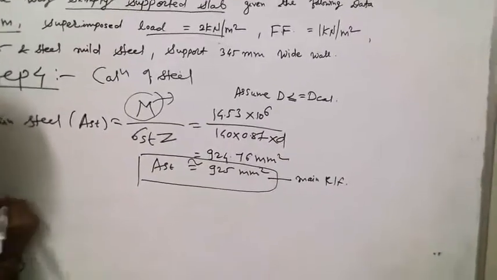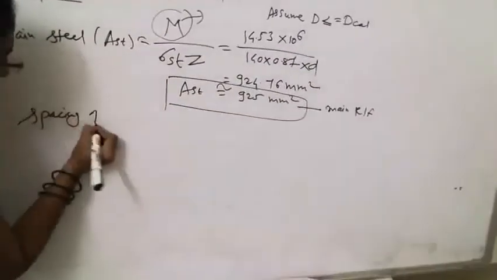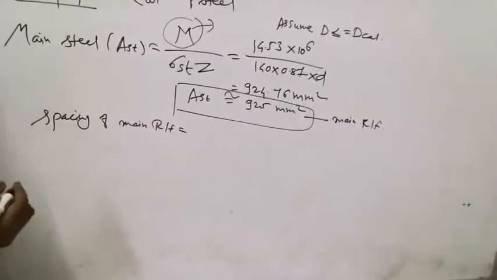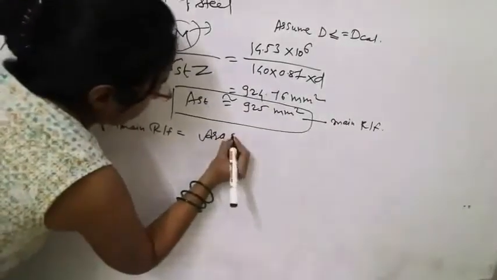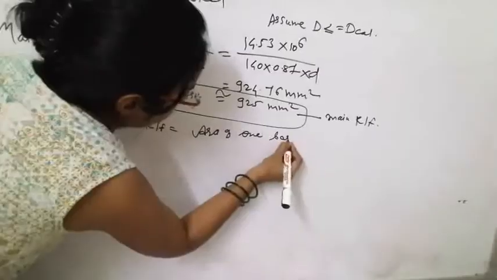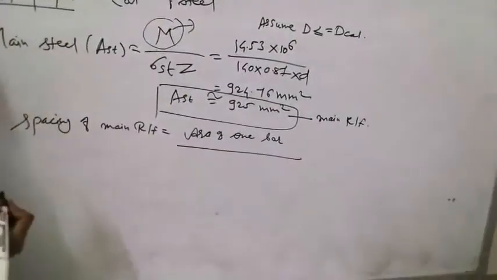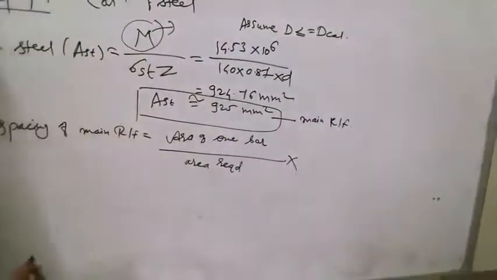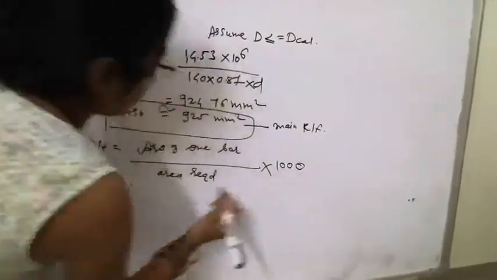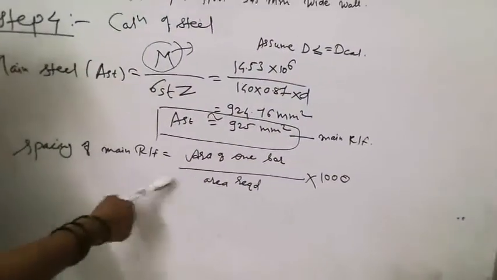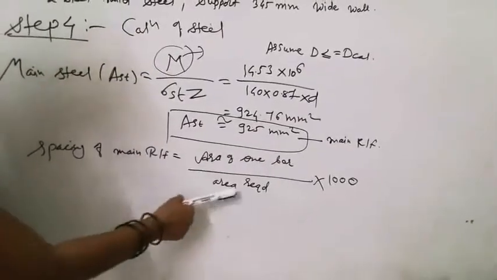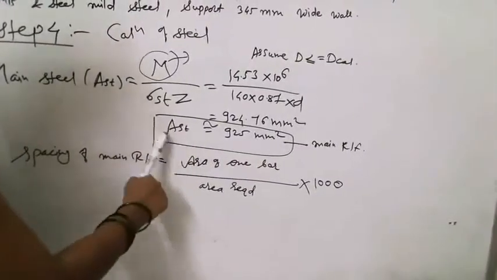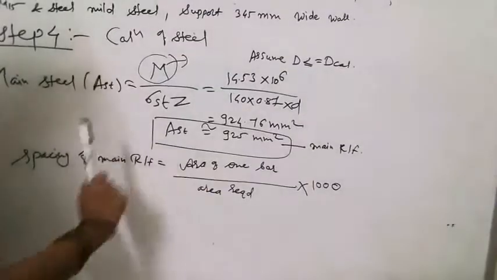Then spacing of main reinforcement. The formula for spacing is area of one bar divided by area required into 1000. Remember this formula. Spacing of a main bar is equal to area of one bar divided by area required into 1000. This is what area of steel means. In that area only we have to provide our steel.